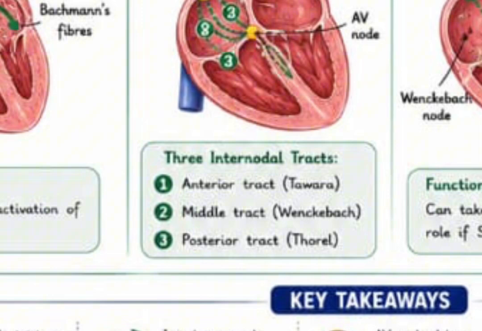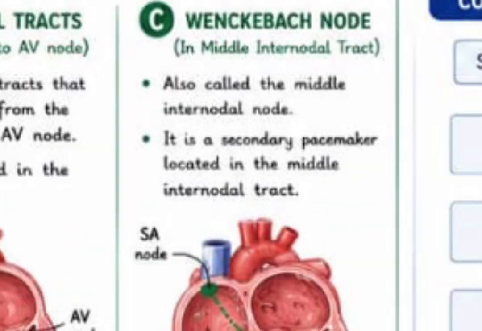The anterior tract is called the Tawara tract. The middle tract is called the Wenckebach tract, while the posterior tract is called the Torres tract. So there are three tracts that conduct between the SA node and the AV node: the anterior tract of Tawara, the middle tract of Wenckebach, and the posterior tract of Torres. Now the Wenckebach tract is the middle internodal tract, which we talk about.